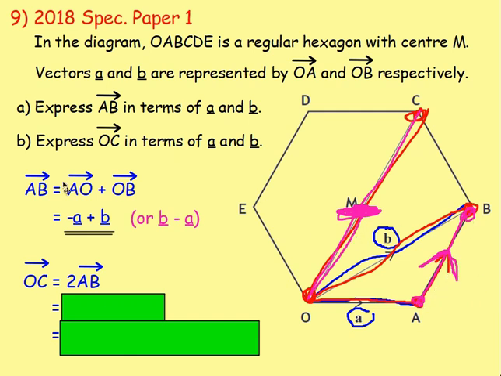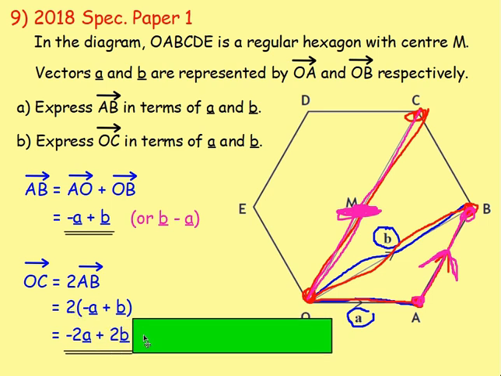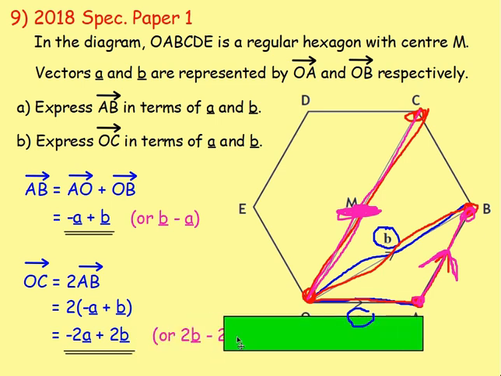And AB we just worked out. We know AB was negative a plus b. So we can say that OC, because it's twice the length of OM, in other words, twice the length of AB, is just going to be 2 times negative a plus b. And if you multiply the brackets, 2 times negative a gives us negative 2a, and 2 times b gives us plus 2b. And again, yes, you can rewrite that. You could say that's also 2b, and then take away 2a. It doesn't matter which way it is written, but that's how you do it.